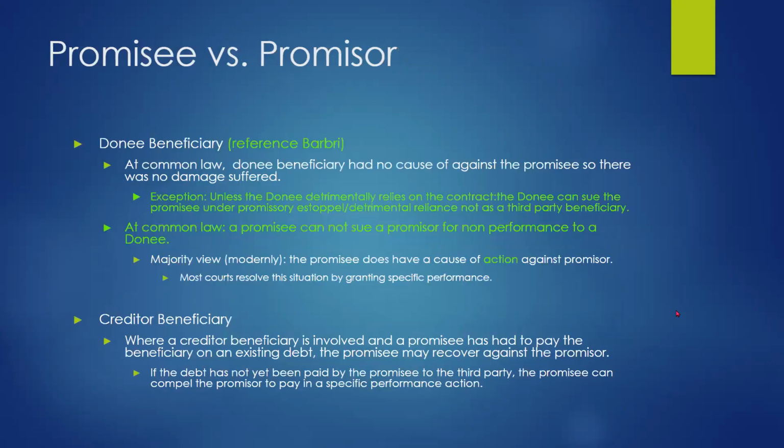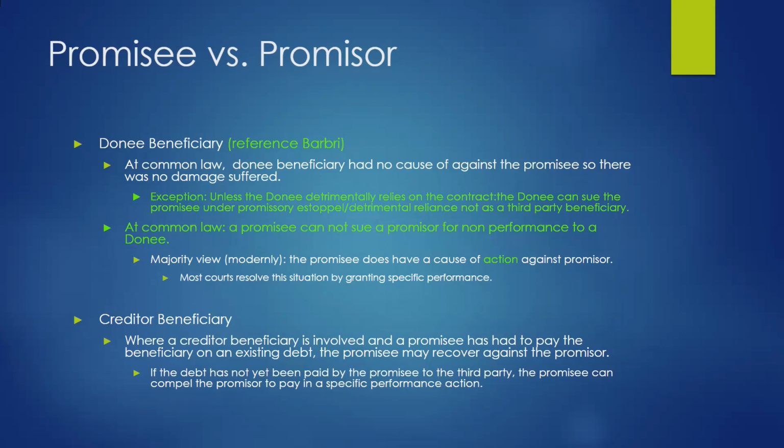Promisee versus promisor. Donee beneficiary. At common law, donee beneficiary had no cause of action against the promisee, so there was no damage suffered. Please see the exception. At common law, a promisee cannot sue a promisor for non-performance to a donee. Majority view. Modernly, the promisee does have a cause of action against the promisor. Most courts resolve this situation by granting specific performance.